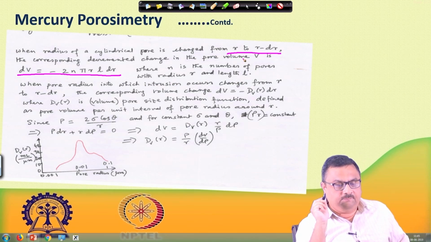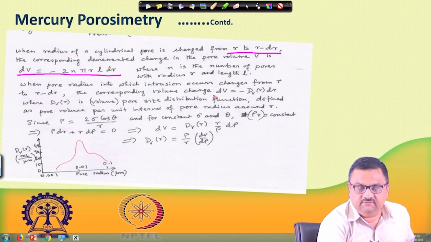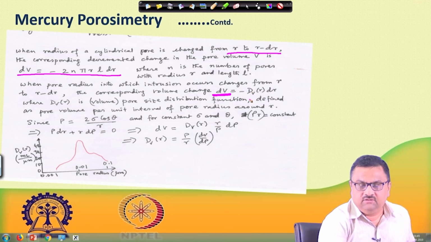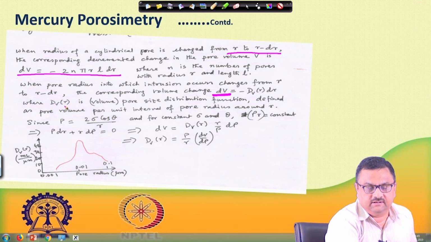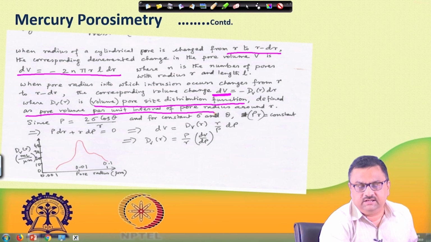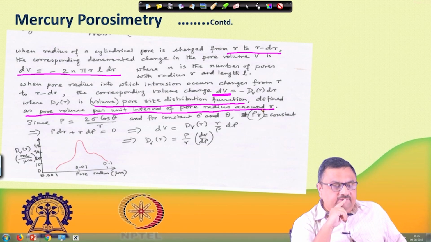Now when the pore radius into which intrusion occurs changes from r to r minus dr, the corresponding volume change dV would be equal to minus D_V(r) dr, where D_V(r) is the pore size distribution in terms of volume, the pore size distribution function, defined as pore volume per unit interval of pore radius around r.